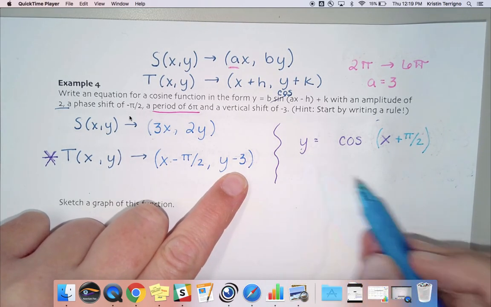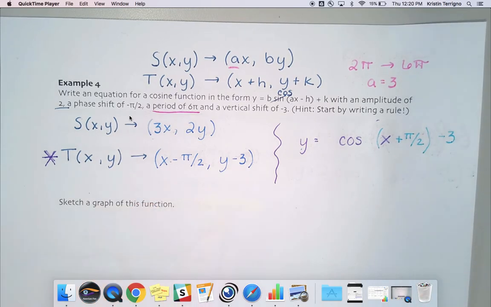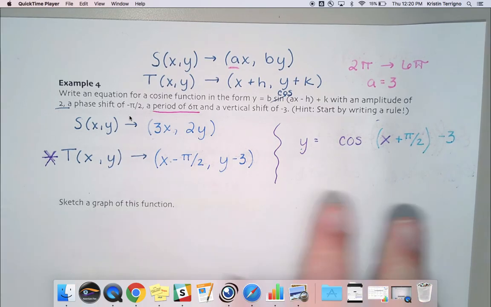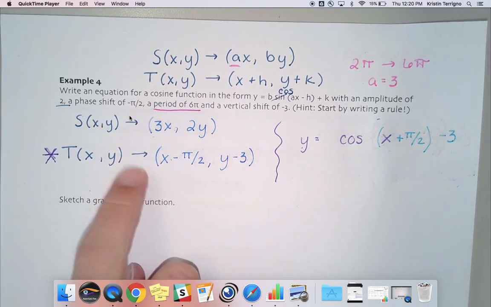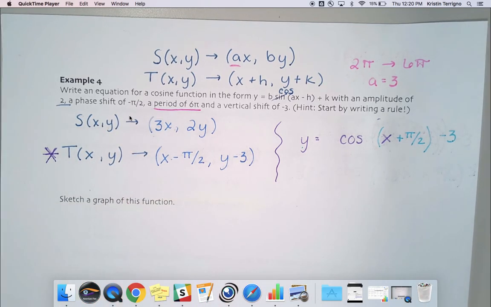But then if I move it back to the other side, it will become a minus 3 again. So I'm going to just put it in there as a minus 3. So that equation right there would handle my translation. This would accomplish the translation piece of this. It would not change the period or the amplitude.